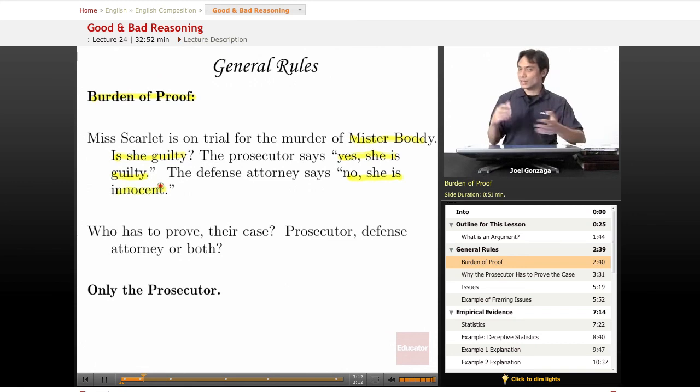Now think about that. Imagine you're in the courtroom, and you're seeing the prosecutor do some stuff, and you're seeing the defense attorney say some stuff. Who has to prove their case? The prosecutor, the defense attorney, or both? It turns out only the prosecutor has to prove anything. And here's why.